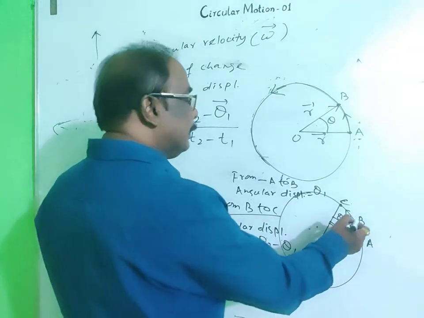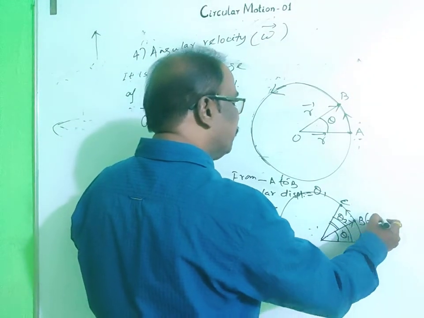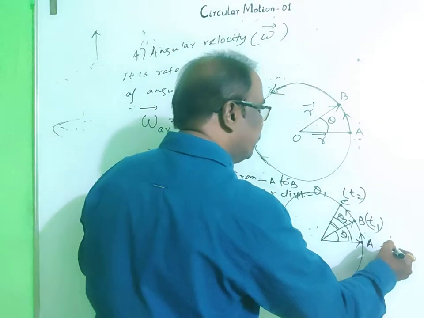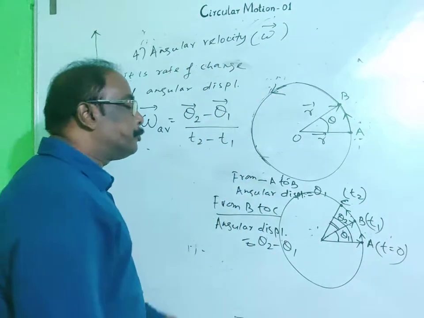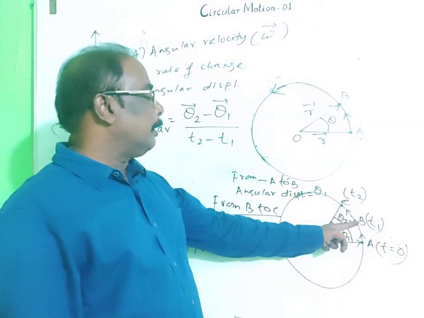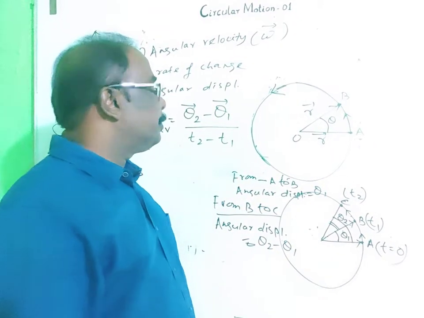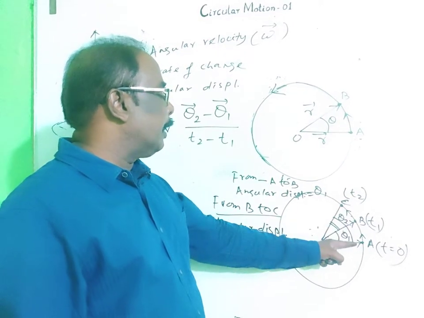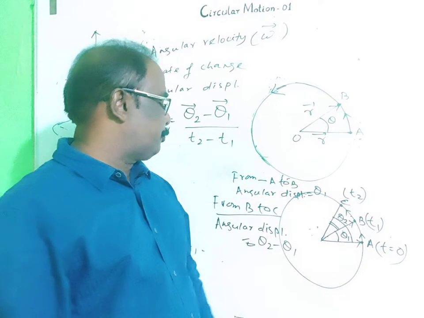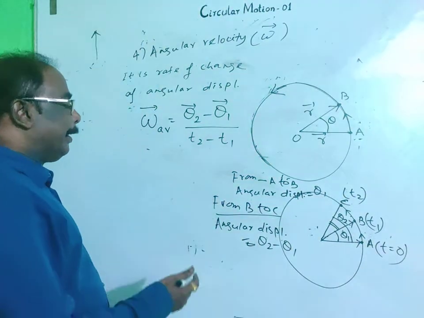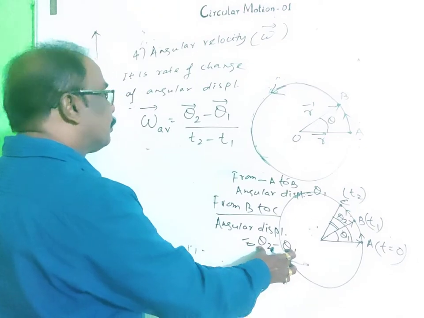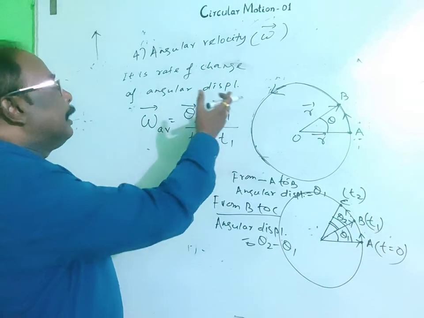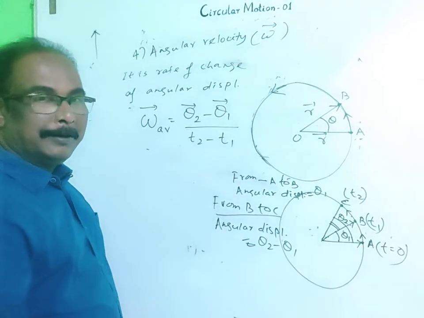Let the particle be at position B when time is t1, and at position C when time is t2, and at A time is 0. When the angular displacement is theta 1, time is t1, and when the angular displacement is theta 2, time is t2. Then the resulting angular displacement is theta 2 minus theta 1. So average angular velocity is total change in angular displacement to total change in time.